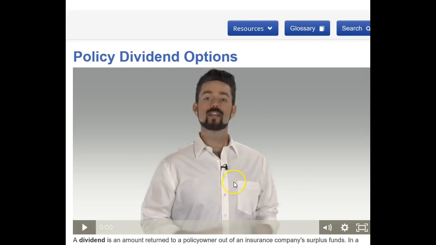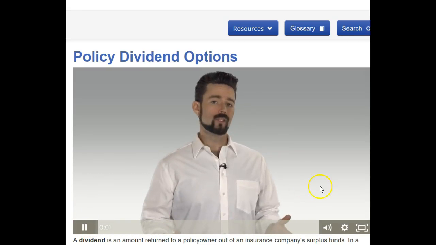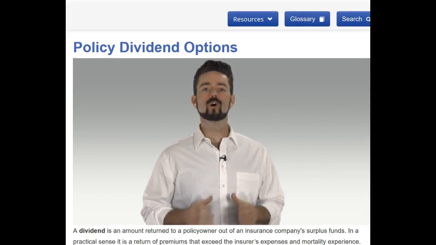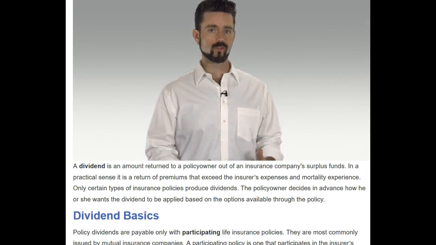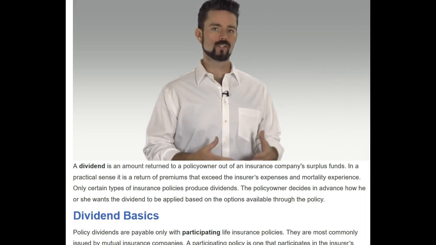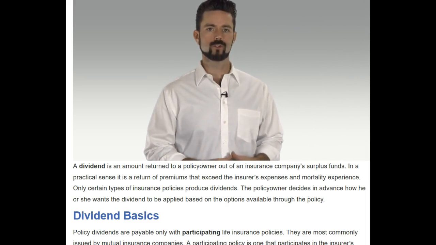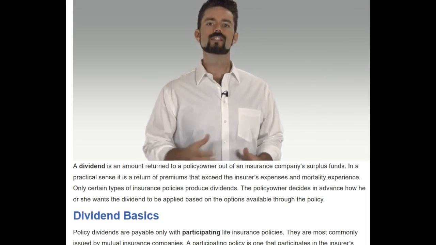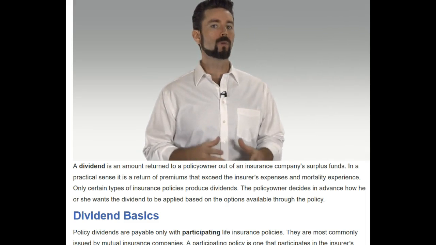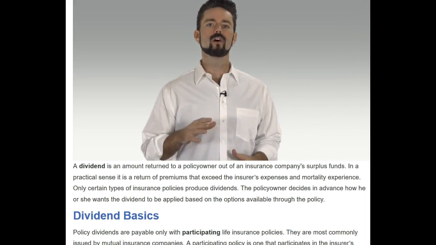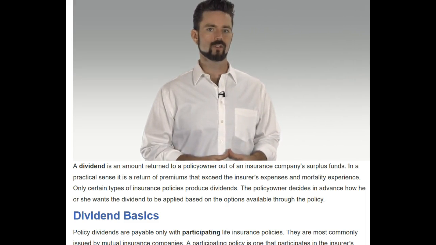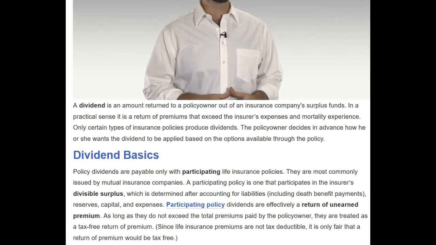Policy dividend options. Dividends are considered a return of overcharged premium. When a participating insurer experiences a surplus, it returns excess premium payments to policy owners in the form of dividends. Dividend options are ways policy owners can use dividends paid by the insurer. There are 4 standard dividend options and a so-called 5th dividend option that policy owners can choose from.